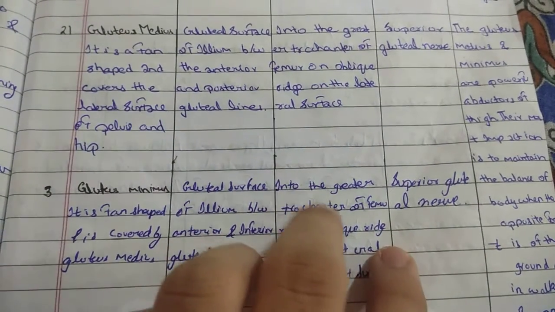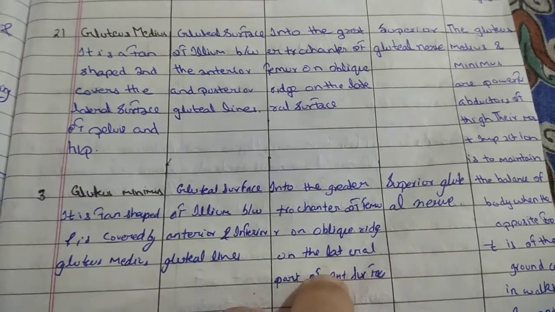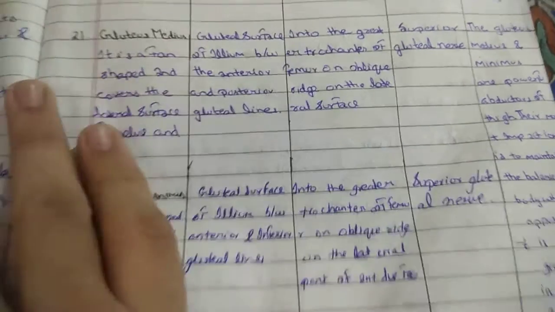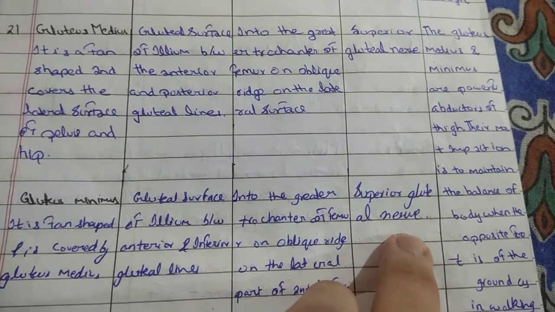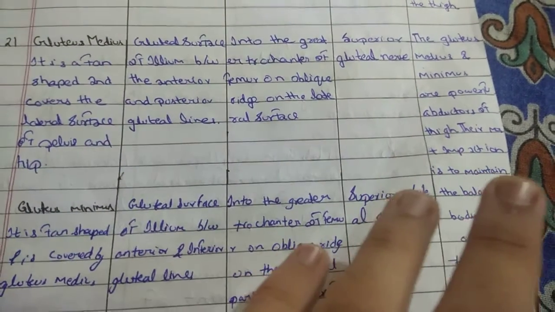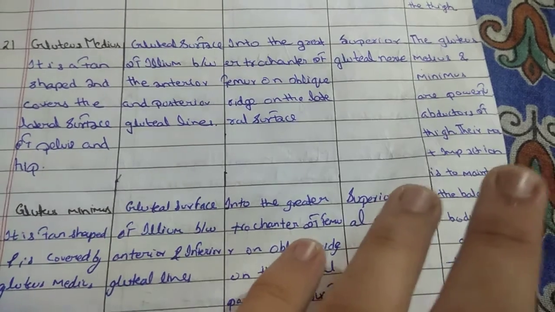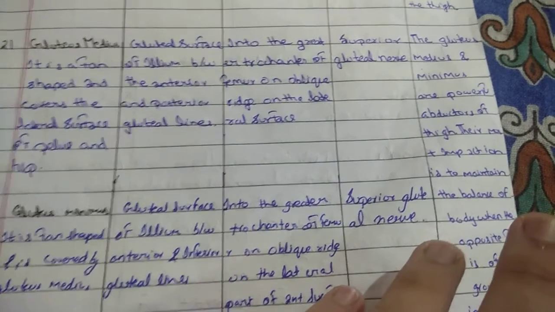It is inserted into the greater trochanter of femur on oblique ridge on the lateral part of anterior surface, and the nerve supply is also same, that is superior gluteal nerve, and the action is also same, that the gluteus medius and minimus are powerful abductors of thigh. They maintain balance of the body when the opposite foot is off the ground.